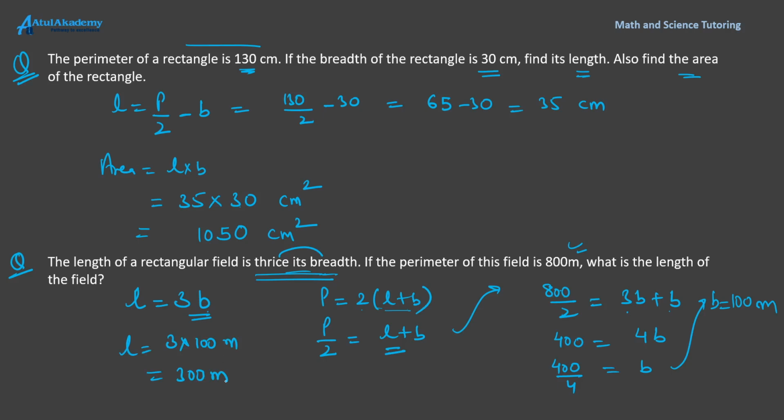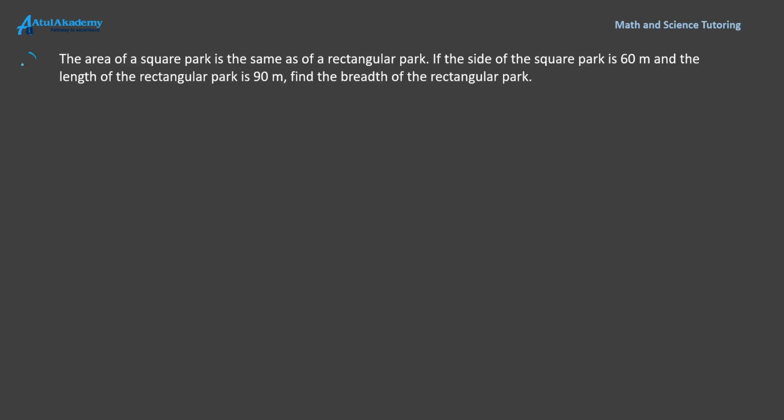Okay students, I hope this is also clear to you. Very easy, we are trying to solve them. Let's move to next question. Next question says that area of a square park is the same as that of a rectangular park. So it means you have a square, and area of this square park is equal to area of rectangular park. We know the formula of square and rectangle. It will be side into side, and rectangle is length into breadth.